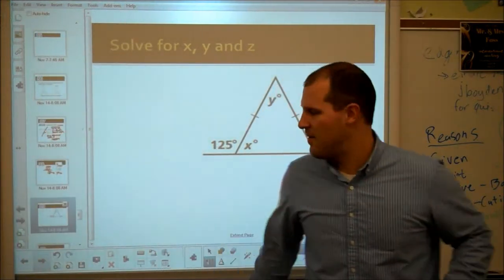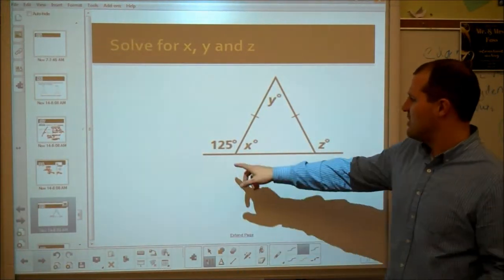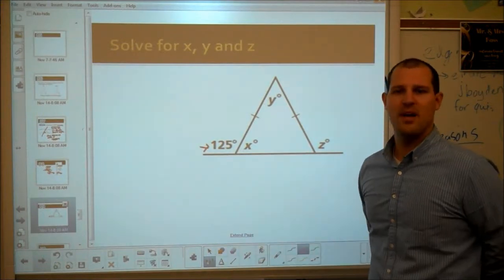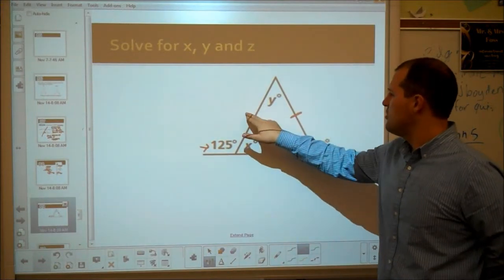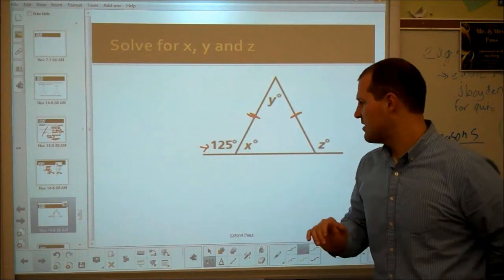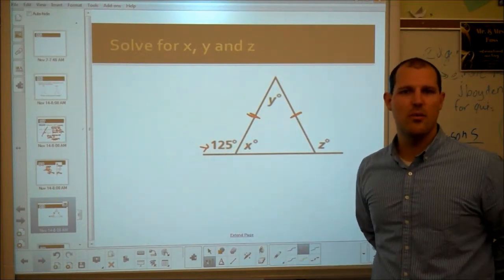Now let's try to solve it. Okay, so the first thing I notice is I only have one real piece of information here. I mean, yeah, they tell me that these two sides are the same, so that means it's isosceles, but I'm going to have to start by using the 125.